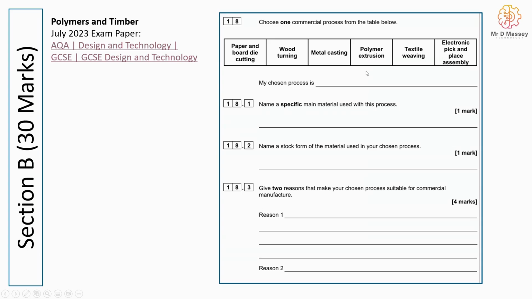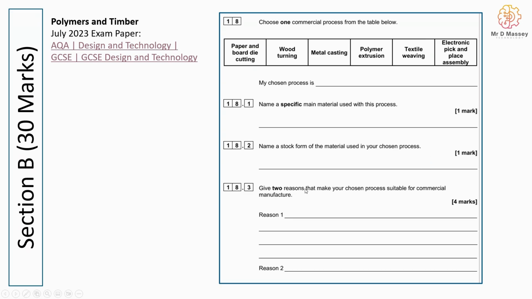So polymer extrusion, we write that in the space here. Name a specific main material used in this process. I know that PVC pipe is extruded, so main material, PVC. Name the stock form of material used in your chosen process. What form do we buy the material in before we extrude it? The answer for that is powder or granules, and they go into the feed hopper of the machine. So powder or granules, that's your stock form.